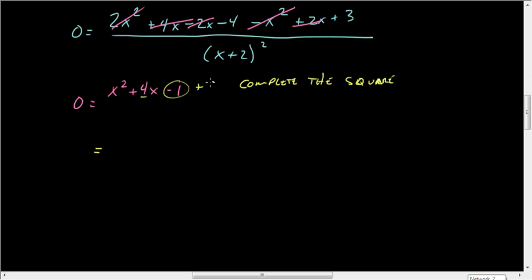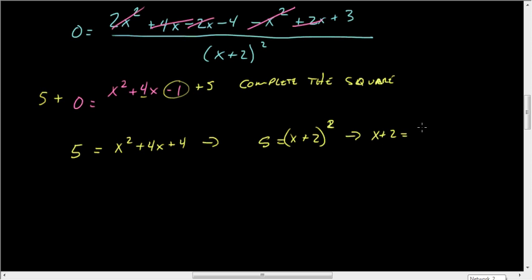So we have 5 is equal to x squared plus 4x plus 4. Okay, that means that 5 is equal to x plus 2 quantity squared. Which means that x plus 2 is equal to plus or minus the root of 5, which gives us x is equal to negative 2 plus or minus root 5. Yeah, that wasn't so bad.